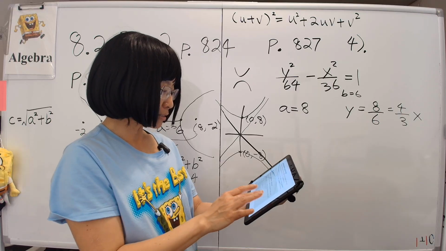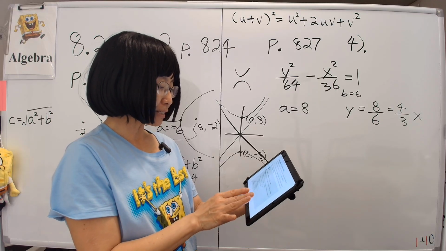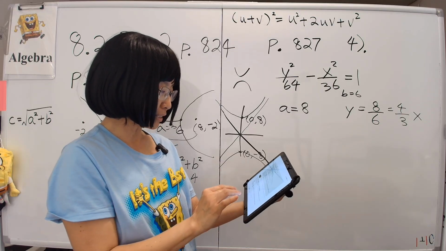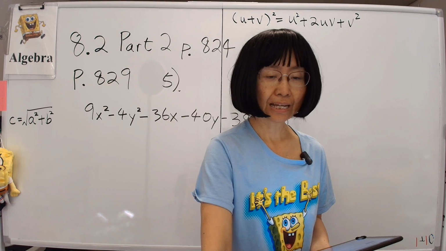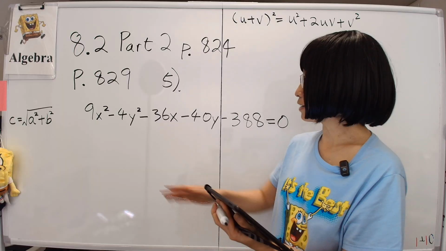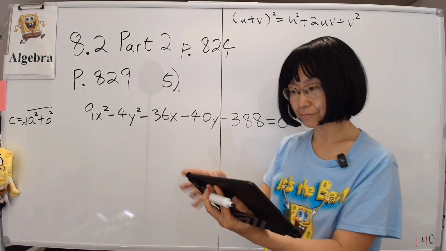Next, we will consider graphing hyperbolas that are not centered at the origin. Example 5 on page 829. So next, let's look at example 5 on page 829.